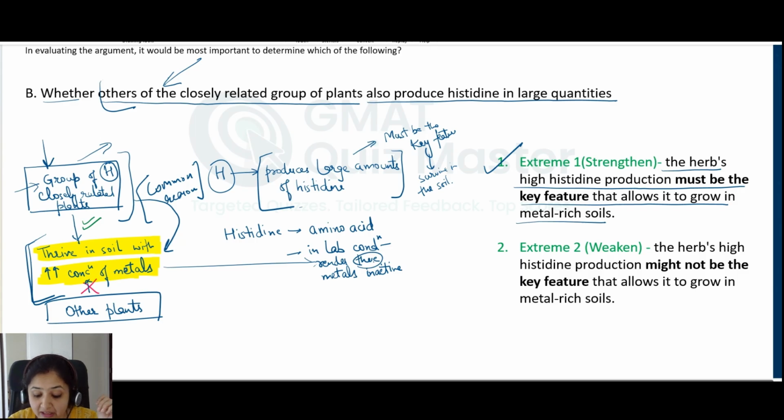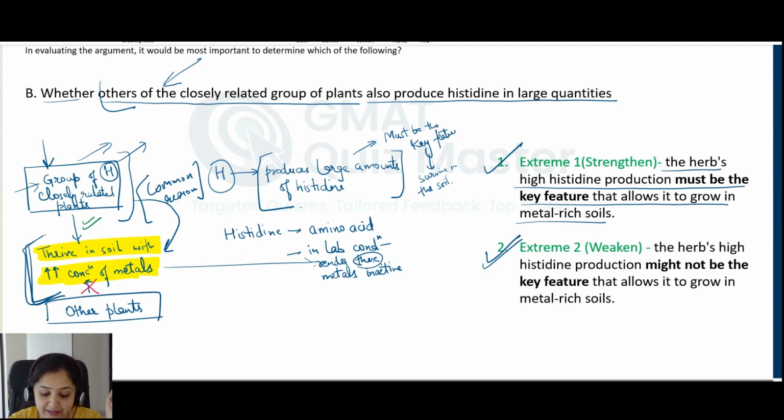On the other hand, if you check the other extreme, if you say that no, the other plants do not produce high amounts of histidine, then you'll think that okay, maybe this herb also has some other characteristic that makes all of them survive in this soil, and it is not the histidine production. So the other extreme weakens your belief in the conclusion. Again, it weakens your belief. It does not break the conclusion apart.